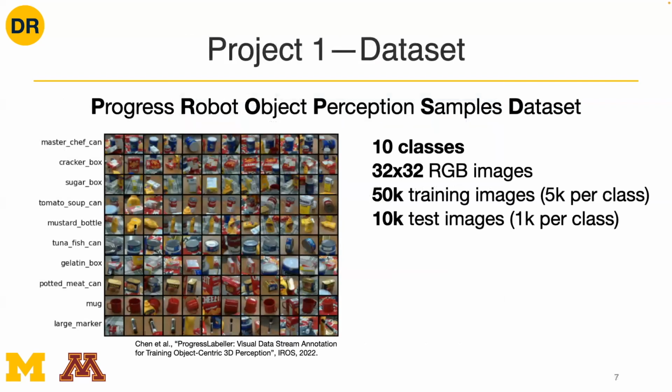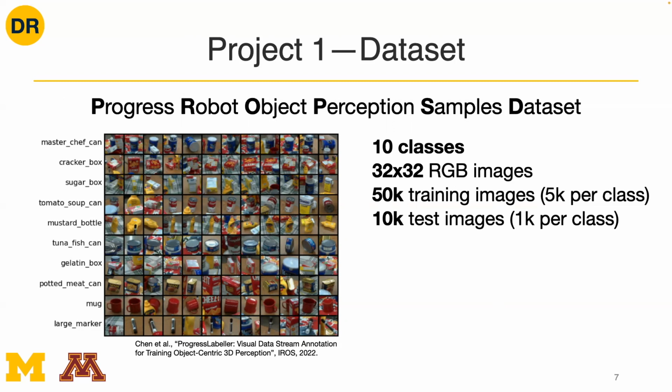So within this project, we're going to be doing image classification, right? And the data set that we're going to be using is what we're calling the PROPS data set. It stands for the Progress Robot Object Perception Samples data set. And it's structured very similar to CIFAR-10, which is a data set that's more widely used in the computer vision community. But the reason why we're choosing this data set for this course is that we want to all start thinking about the objects that our robots will interact with.